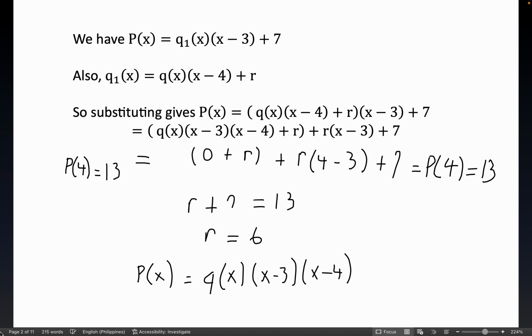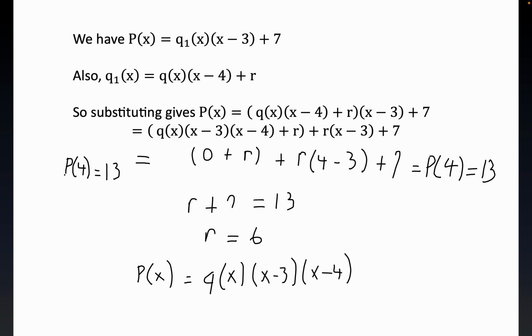And just to make sure we're clear here, I'm just recopying this statement right here. But now we know what's going on right here. R is equal to 6. So this would be plus 6 times x minus 3 plus 7.